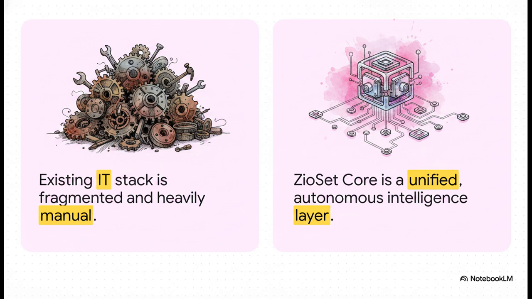Now, I know when adopting enterprise AI, there's this massive fear among tech leaders about the dreaded rip and replace. The idea that you're going to have to tear out all your existing software to install something new. But ZioSet acts as a unified, autonomous intelligence layer that sits directly above your existing, fragmented manual tools. It doesn't rip out the infrastructure you spent millions building. It simply integrates with those existing tools to make them infinitely smarter and perfectly aligned.